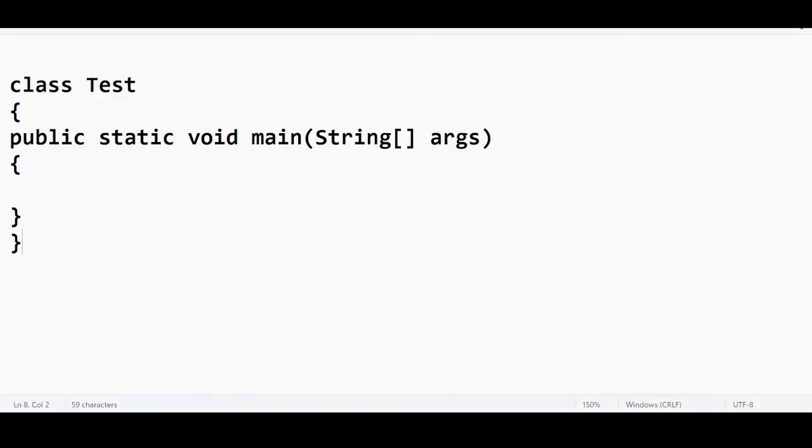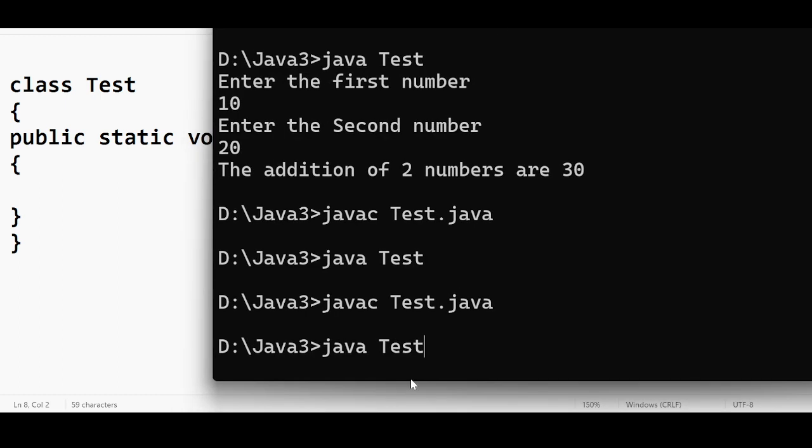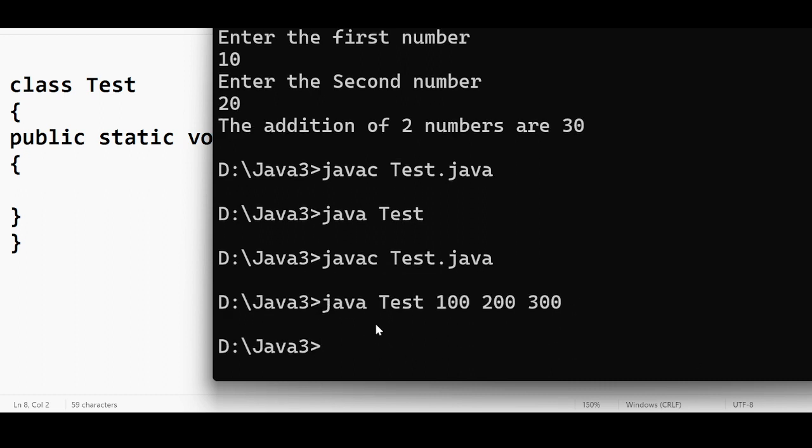Okay, now let's go back to the topic. If I do the compilation, now during the execution, you can pass values in the form of strings. For example, java space test. I can give space and pass values 100 space 200 space 300. How many values have I passed? Because of this line, something is happening behind the scenes. So what is that something? I will let you know.